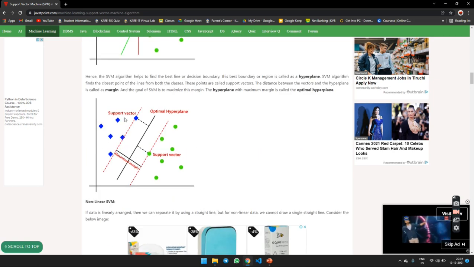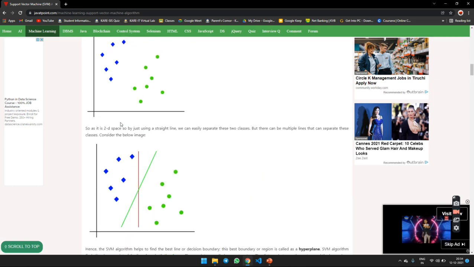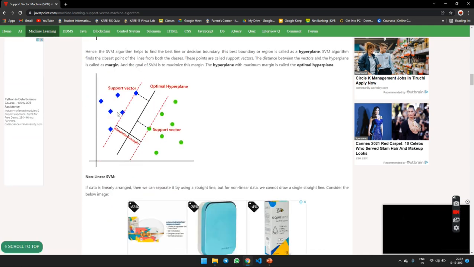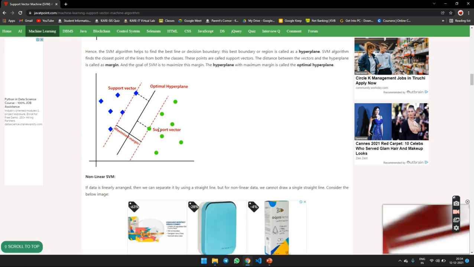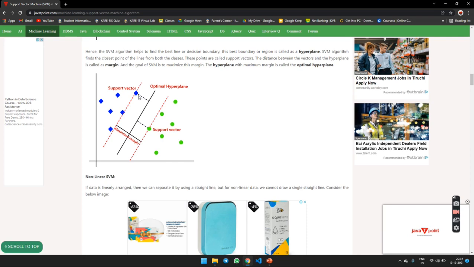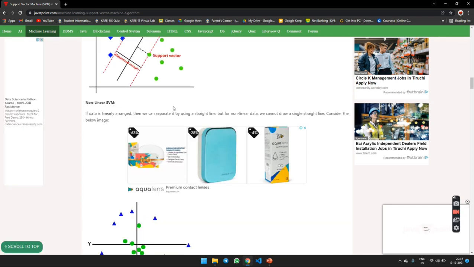This is the x-axis. This is blue, this is green. This is a support vector. This is the optimal hyperplane. This is also a support vector. The distance between the support vectors is called the maximum margin, and the hyperplane at the middle of it is called the optimal hyperplane.